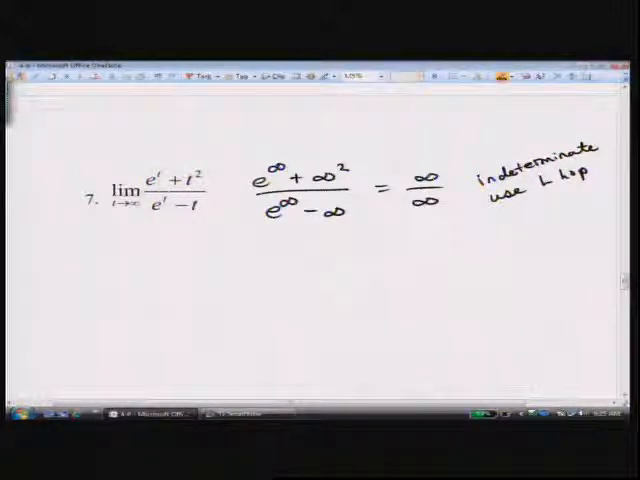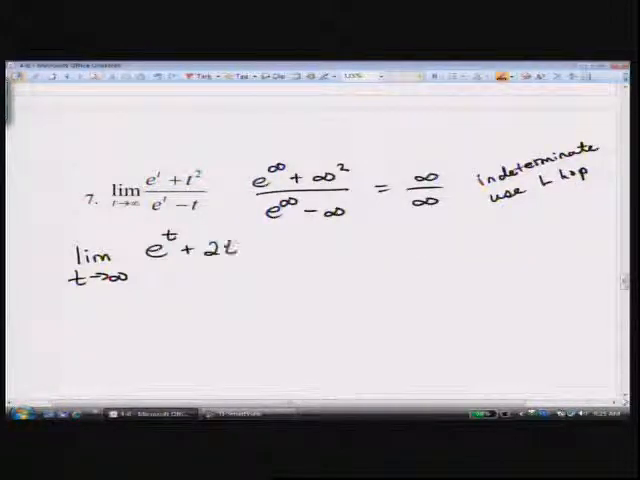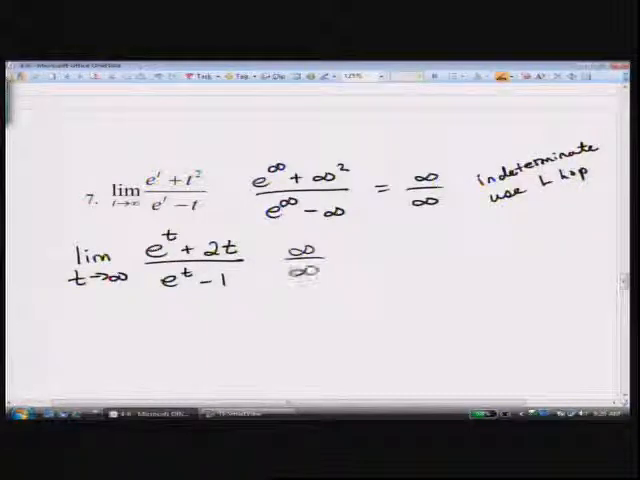Okay, so the limit as t goes to infinity of e to the t plus t squared over e to the t minus t. The derivative of the numerator is e to the t plus 2t, over the derivative of the denominator, which is e to the t minus 1. Now, if you plug infinity in here, you're going to get infinity over infinity, so you're going to want to use L'Hopital again.